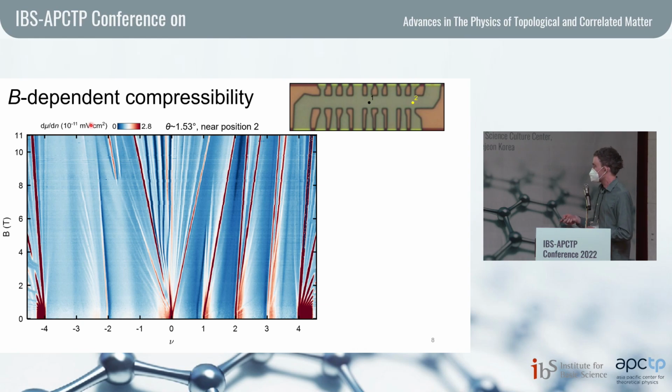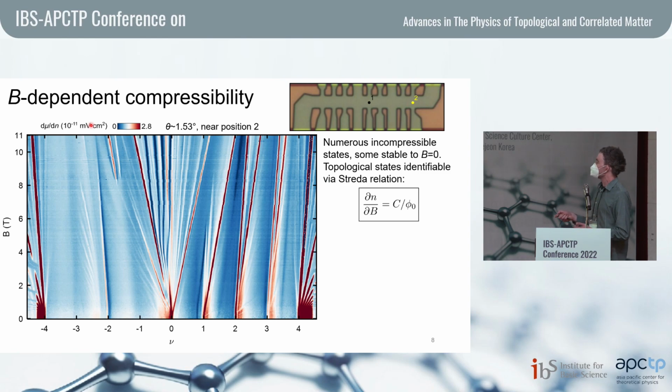This sort of data is not very familiar, so let me begin by describing the salient features here. Probably the most salient feature is that one can observe a series of peaks that have slopes. That is, as one increases the magnetic field, the density at which they occur changes. From what I told you before, anytime I see a peak in this quantity dμ/dn, that should correspond to an incompressible state, a state with an energy gap. So that means we can identify all of these peaks, really stable down to 0 magnetic field for many of them, as insulators, as incompressible states that were not observable directly in transport.